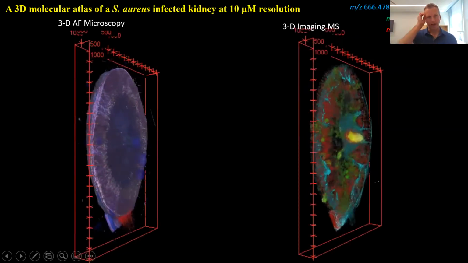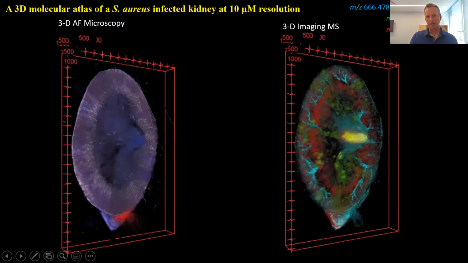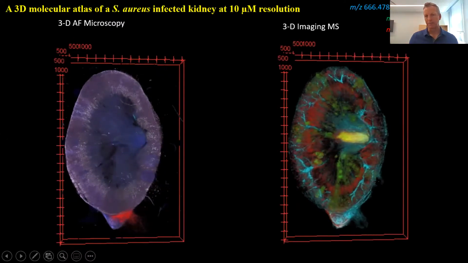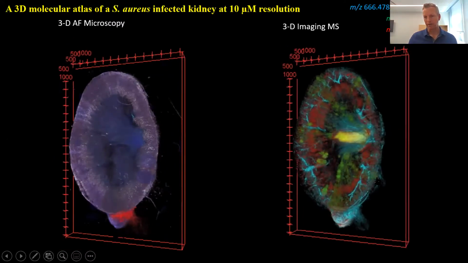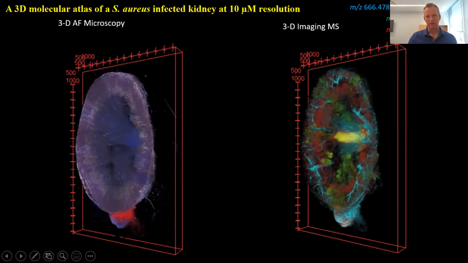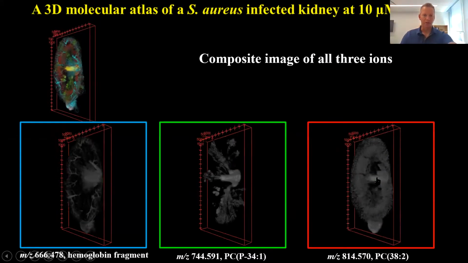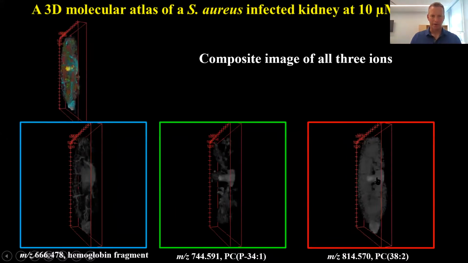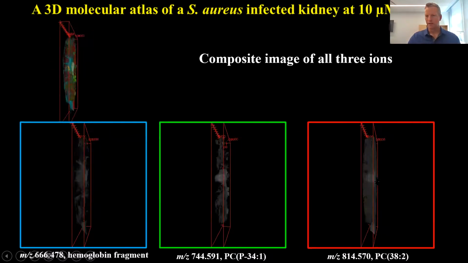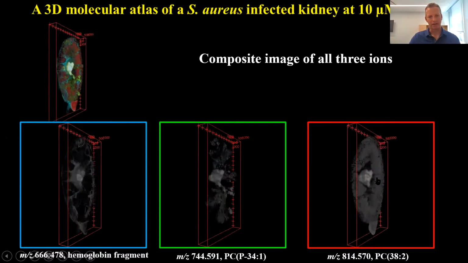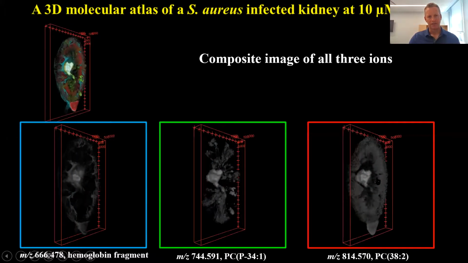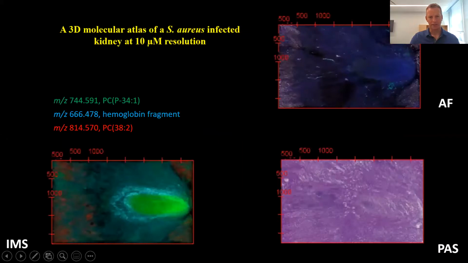So on the left, we have autofluorescent microscopy, and then on the right is the imaging mass spectrometry data at 10 microns in 3 dimensions. Here are 3 separate masses to give you a sense for the resolution that we're getting at 10 microns throughout the entire organ. And then finally, this is just a tissue abscess here.